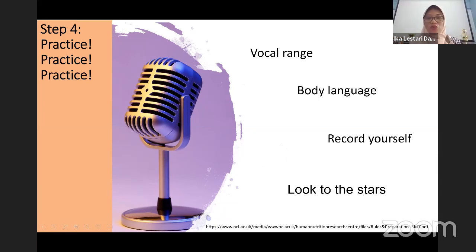You might want to use a high pitch or a very loud voice, or you just want to use your soft voice to introduce some words, or you want to share something very, very fast, or maybe you can say something quite slowly. So learn about the vocal range that you have.